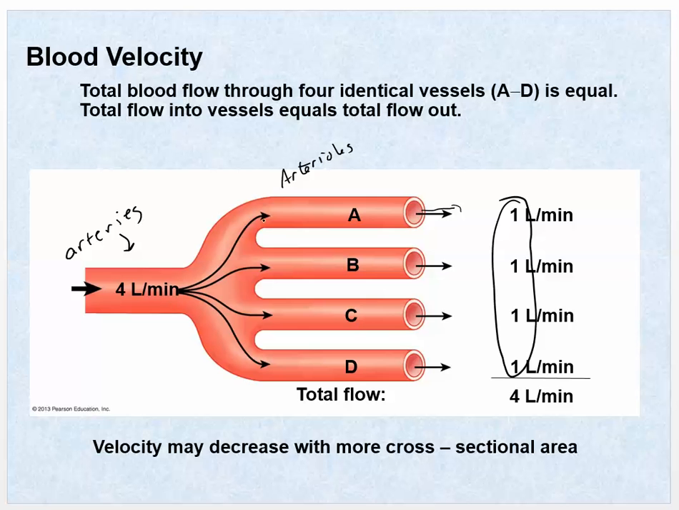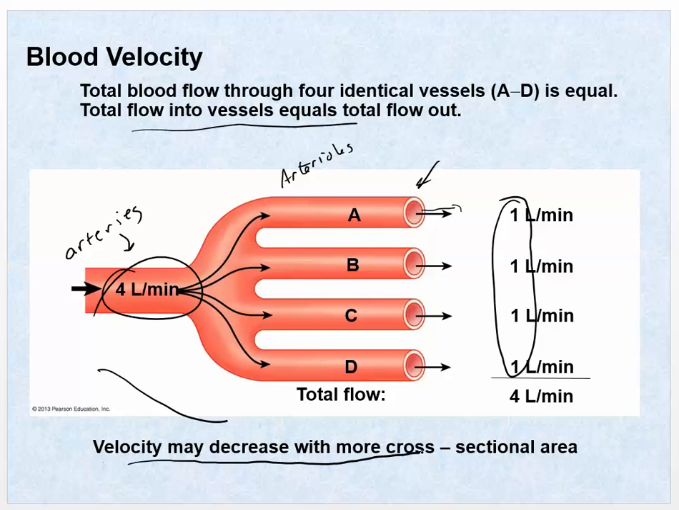Unless you just inflate, which can only happen to a point. So total blood flow through 4 identical vessels, A through D, is equal, and the total flow into the vessels equals the total flow out. So if 4 liters per minute is going into the aorta, then 4 liters per minute is going to be coming back.